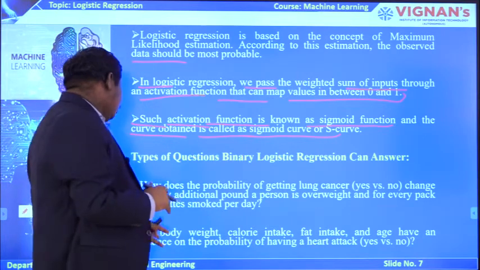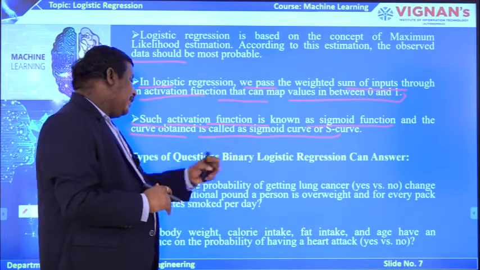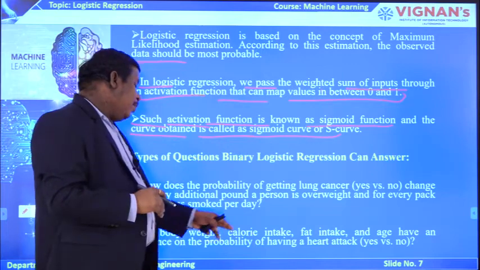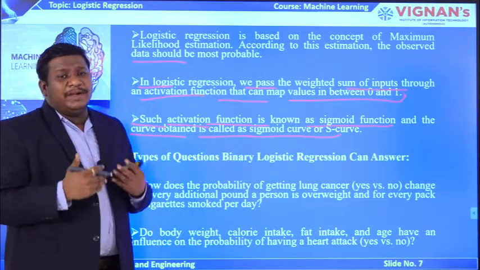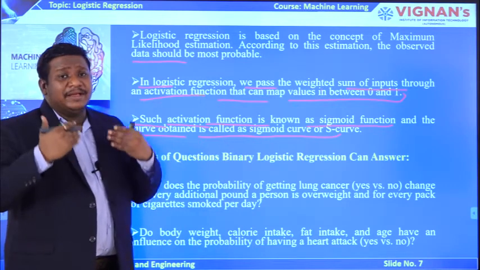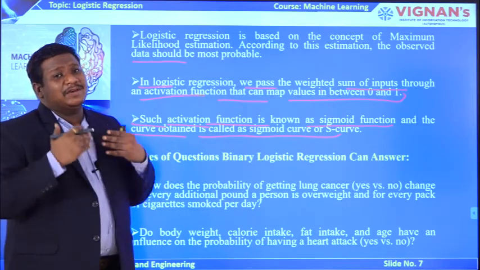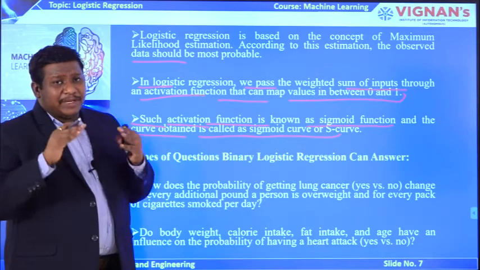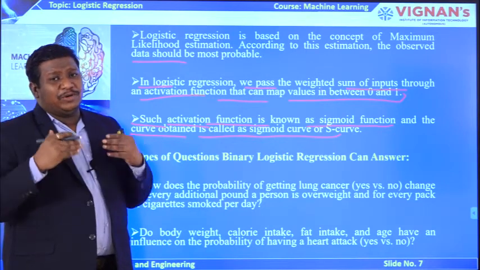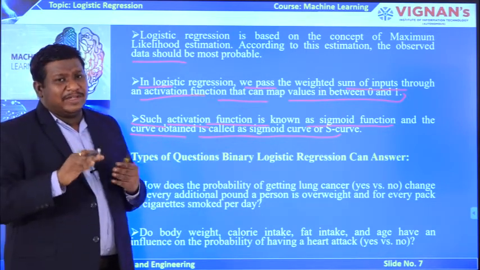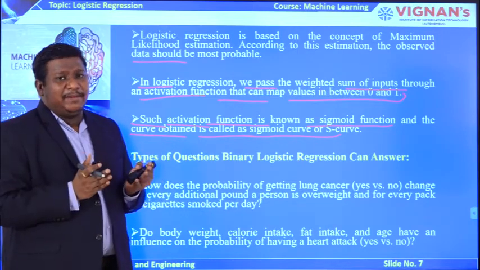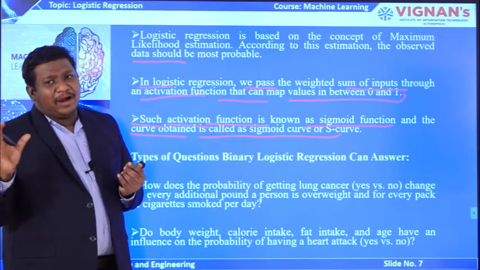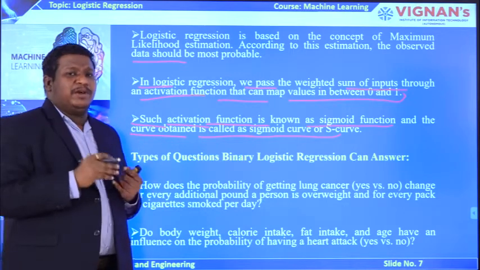Similarly, do body weight, calorie intake, fat intake and age have an influence on the probability of having a heart attack? By following healthy habits, by taking good food and by having regular exercise, whether all these factors help a person to avoid getting a heart attack or not. The answer is very simple: by following all these good habits, whether a person can get a heart attack or not. That is the problem we are going to solve.